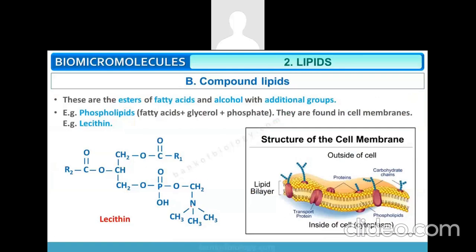The second category is compound lipids. These compound lipids are the esters of fatty acids and alcohol, but along with that there will be some additional groups also. As said earlier, they will have fatty acids, they will have glycerol, and along with that they will have phosphate, and hence the name phospholipids. They are found in all cell membranes basically. Lecithin is one example of such a molecule.